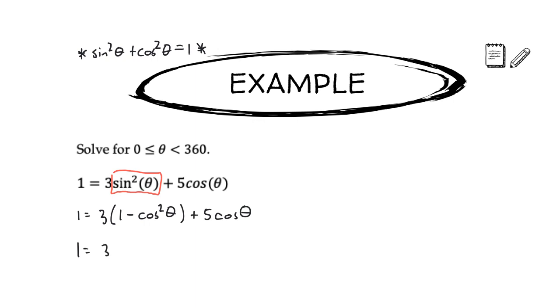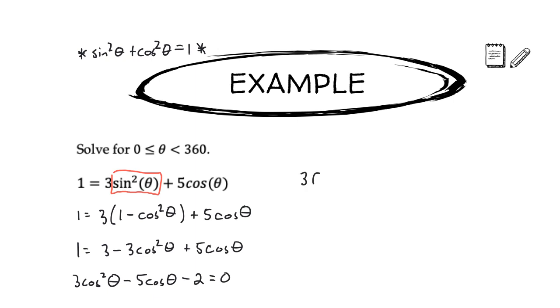So I'll do a little simplifying. This will be 3 minus 3 cosine squared plus 5 cosine. Okay, so if I write this quadratic all on the left-hand side, I'll get 3 cosine squared theta minus 5 cosine theta plus 1 minus 3 would be minus 2 equals 0. So now I have the equation 3q squared minus 5q minus 2 equals 0, where q is representing cosine of theta. And again, I can try to factor this.